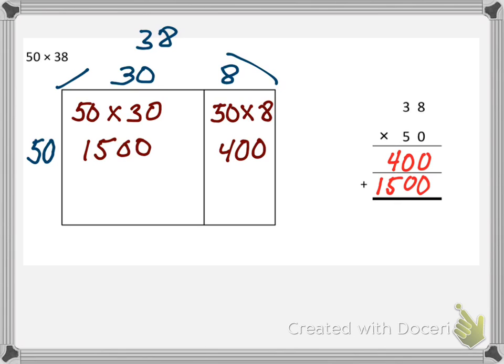So now let's add up our partial products. And we got 0 in the ones, 0 in the tens, 9 in the hundreds, and 1 in the thousand. So the product of 38 times 50 is 1,900.